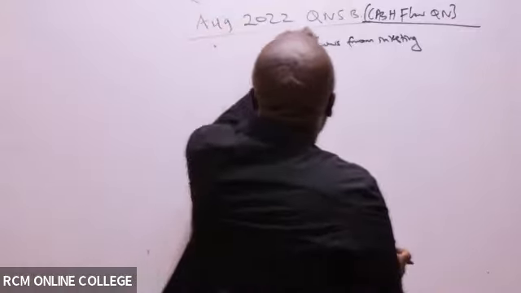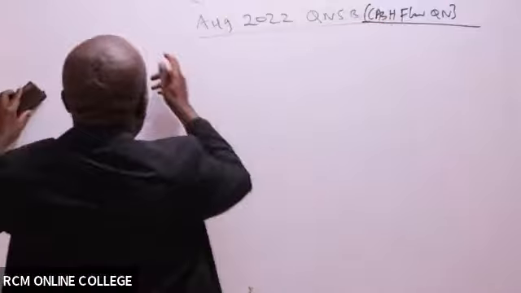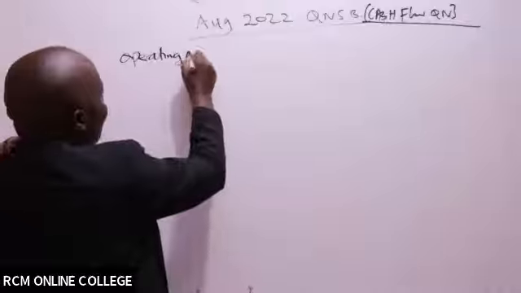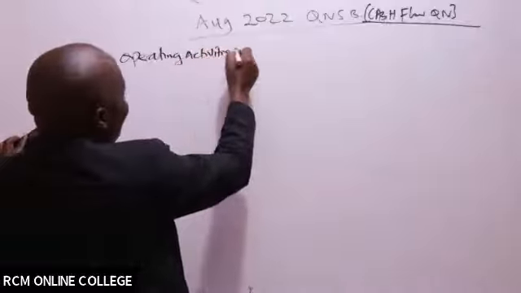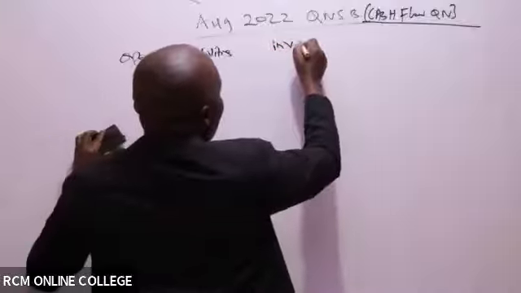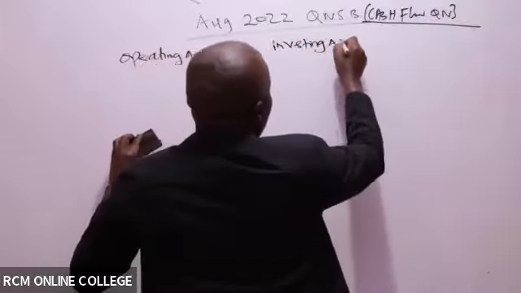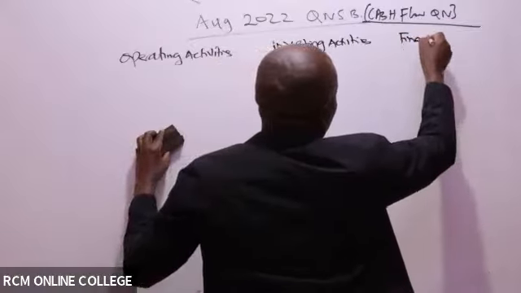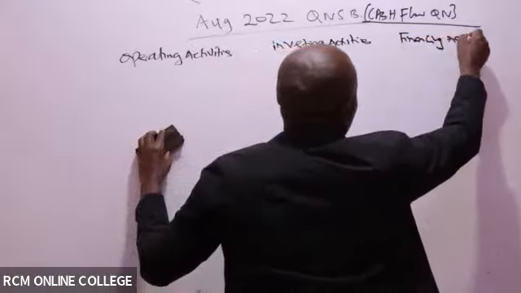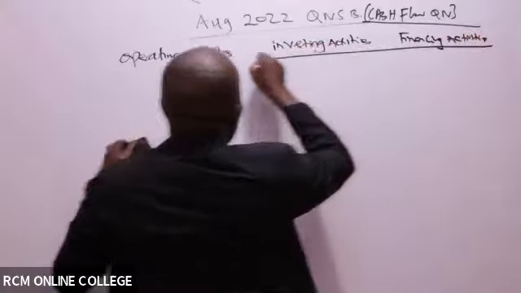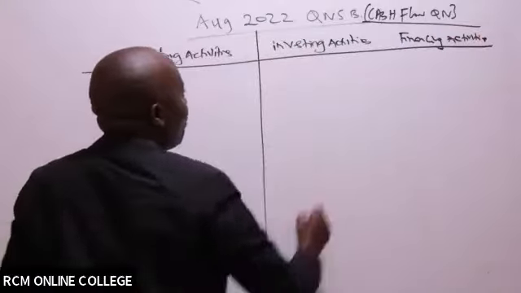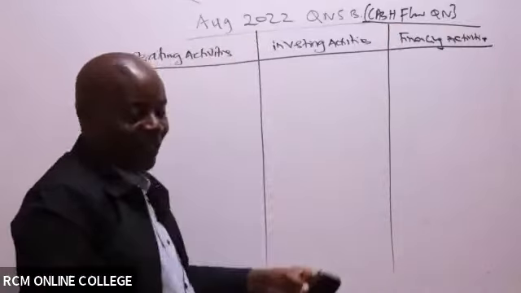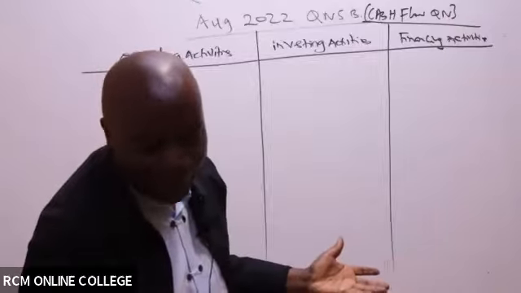Basically, because of the size of my board, I will have 3 columns here: operating activities, investing activities, and financing activities. That is how we structure our cash flow statement. Of course, for your case, you're writing them in a columnar form, so you shall not have 3 columns. I'm doing this because of the size of my board.